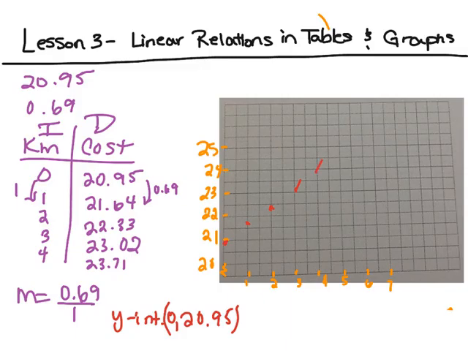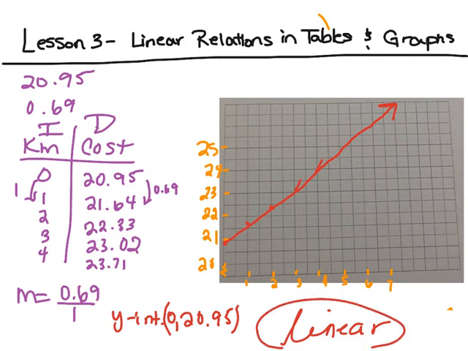And you just connect your dots with a straight edge, and we can continue this on because we don't know how many kilometers he's driving. So this is a linear relation, and we already knew it was because it was going up by a constant amount. Because we did not start at the origin, we started at $20.95. This is called a partial linear relation. So it's not going through 0 and 0. That is why it's partial.